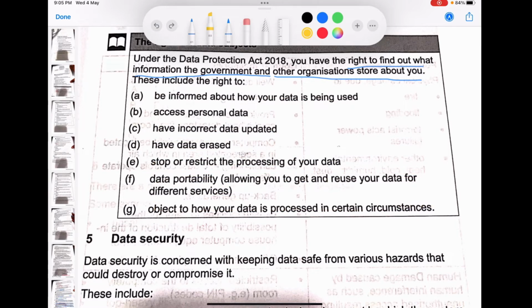So, according to the Data Protection Act 2018, you have the right to find out the following uses, which are the right to be informed how your data is being used. You can access your personal data.